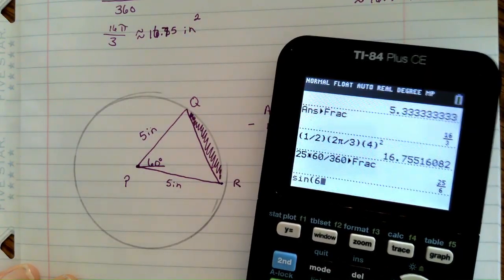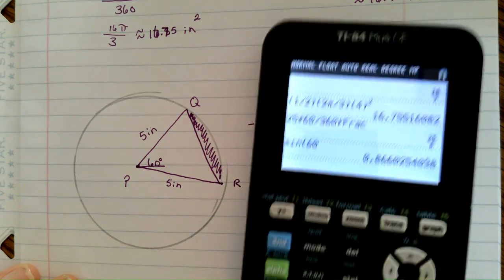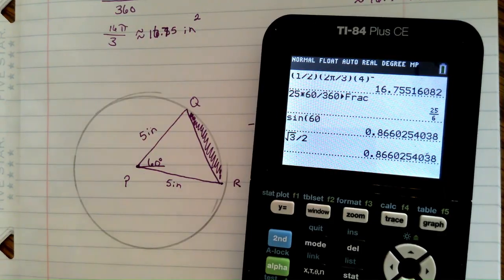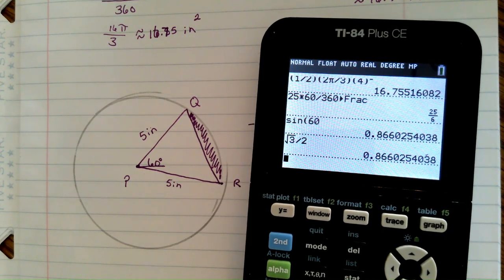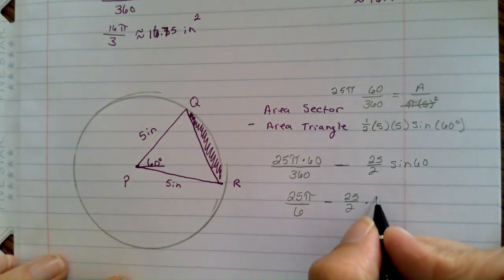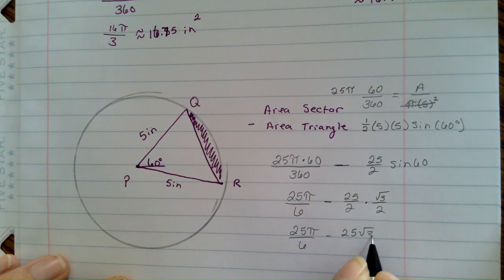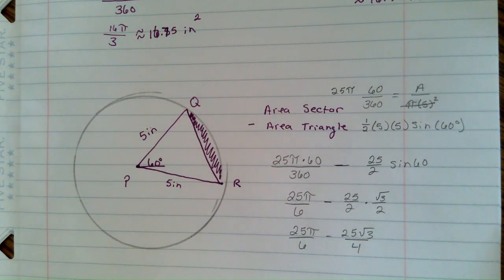Now I can do this. Sine of 60 is a decimal. It happens to be the square root of 3 over 2. And if you watch my one on trig identities with SOHCAHTOA, you'll find how I actually know that is square root of 3 over 2. It's in that video. And so I could write 25 pi over 6 minus 25 root 3 all over 4. But let's be honest, how many of you are going to remember to write that in exact form? That would be a college algebra type answer.